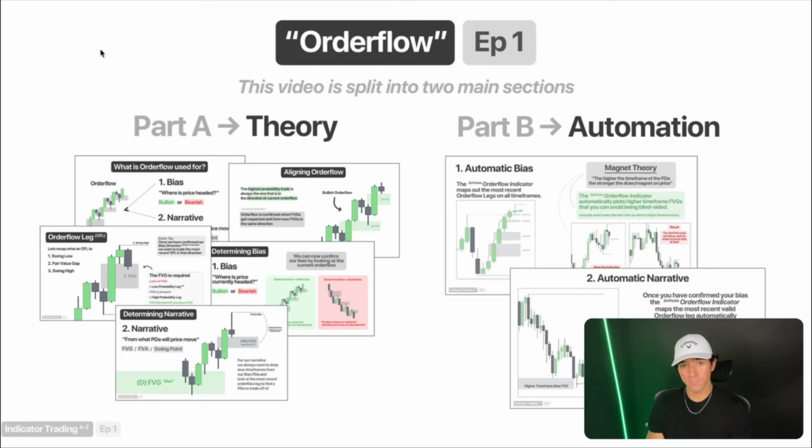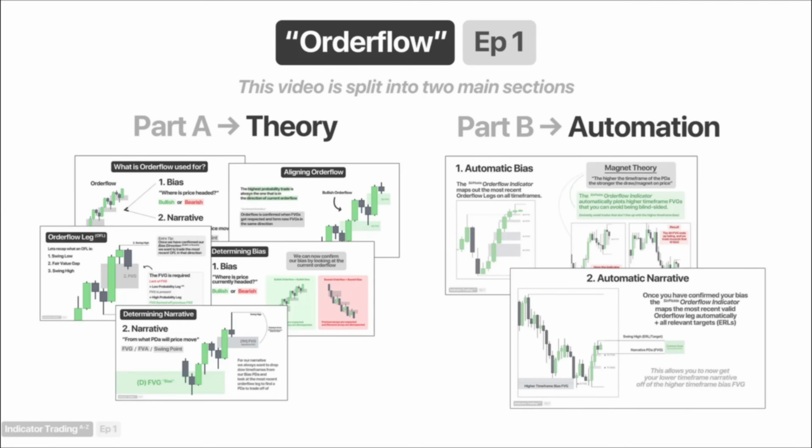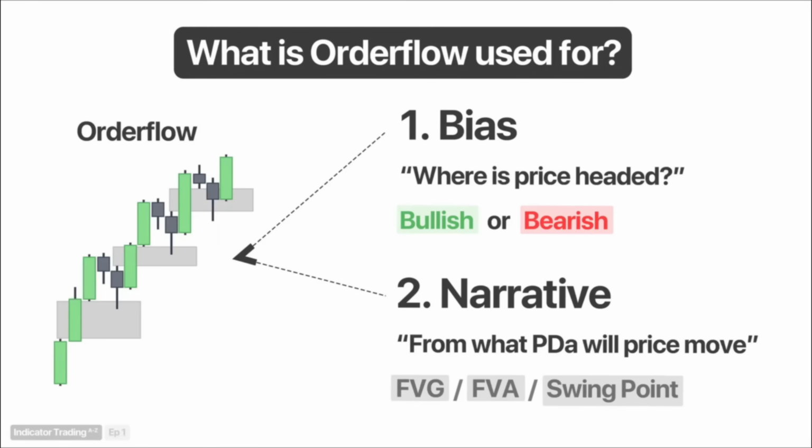This is episode 1. The topic is going to be order flow. It's a great place to start because it is the absolute core of everything you will be doing and learning moving forward. Let's get into it. So the video is going to be split into two main sections. In part A, we're going to be going over the theory, and in part B, we're going to be going over automation. And I should also include part C, which is actual chart examples, and we're going to do that at the end.